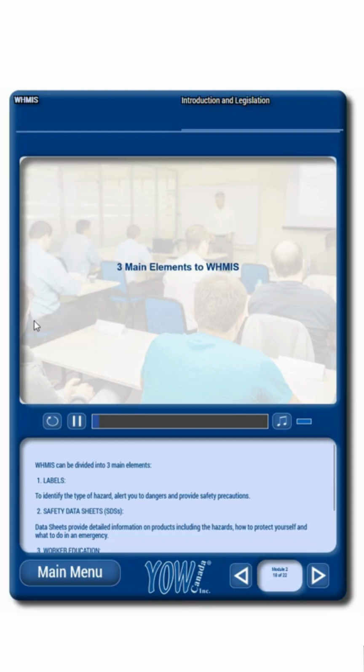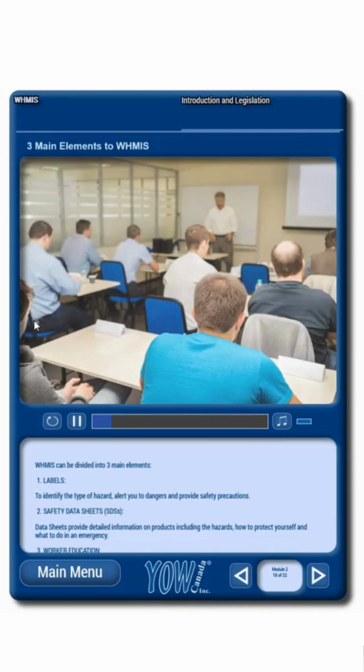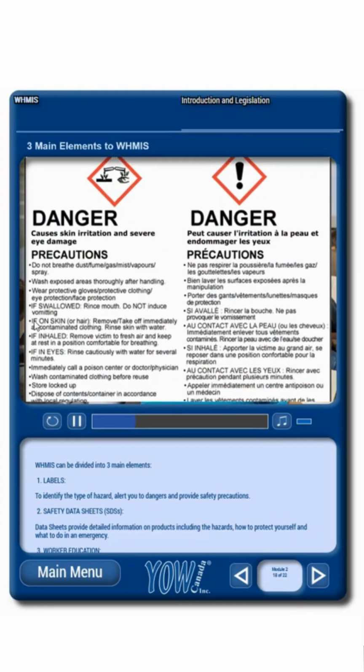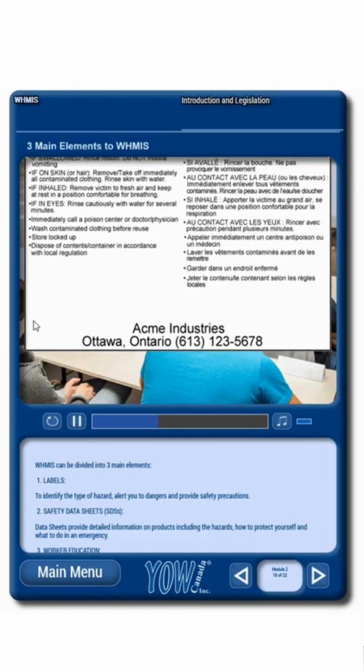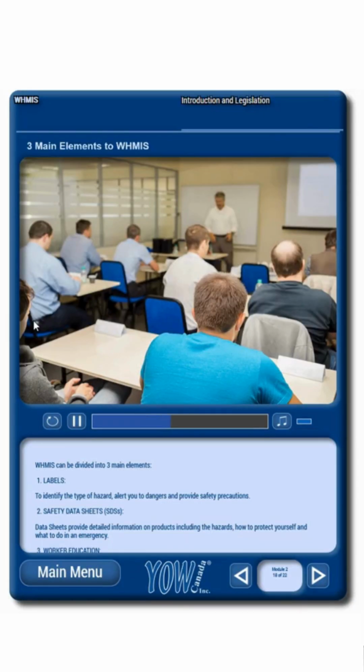3 main elements to WHMIS. WHMIS can be divided into 3 main elements. 1. Labels. To identify the type of hazard, alert you to dangers, and provide safety precautions. 2. Safety data sheets, SDSs. Data sheets provide detailed information on products including the hazards, how to protect yourself, and what to do in an emergency. 3. Worker education. An education program, such as this course, keeps you informed on how to apply WHMIS in your day-to-day contact with hazardous materials.